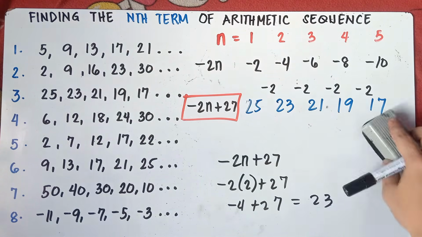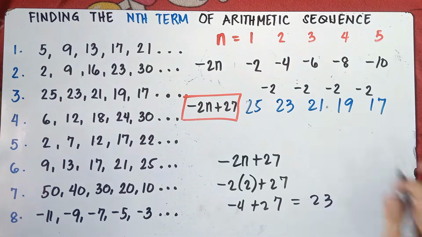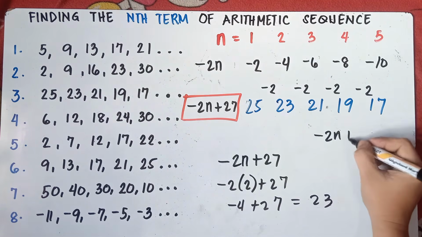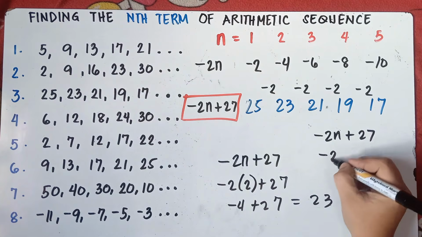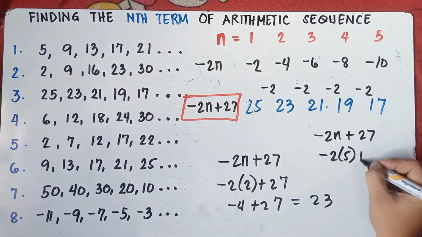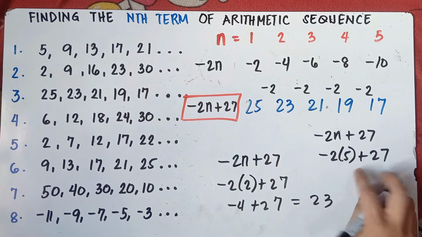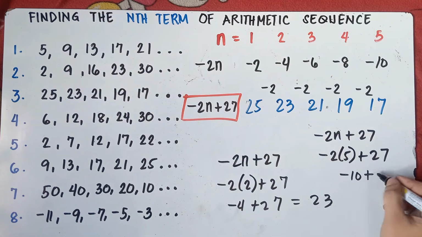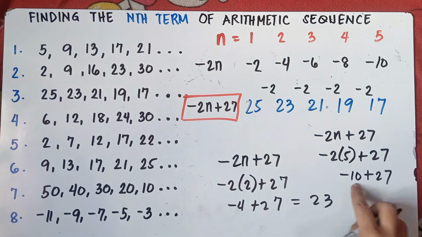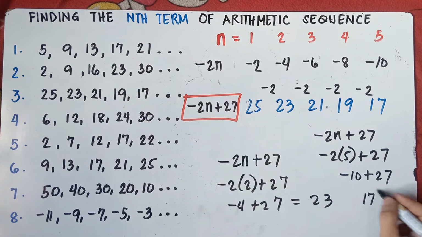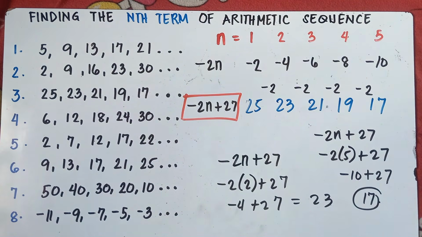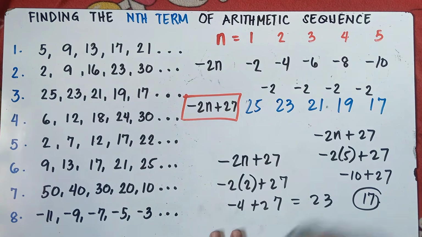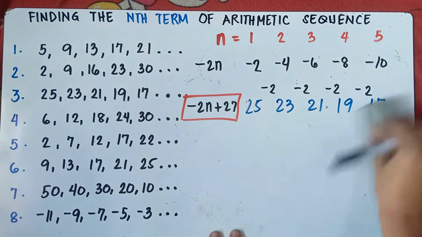So let's try to check the last term. Negative 2n plus 27. If n is 5, negative 2 times 5 plus 27. Negative 2 times 5 is negative 10 plus 27. Negative 10 plus 27, that's positive 17. Same answer. Therefore, this equation is correct. So let's erase this one. You pause the video, class, if you're confused. So that's how you do it manually.